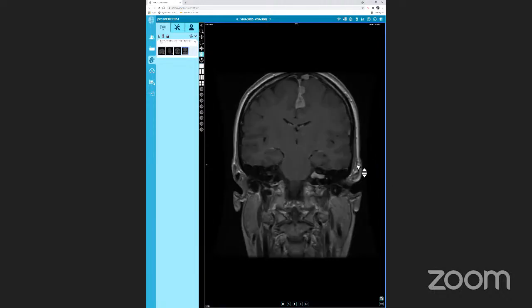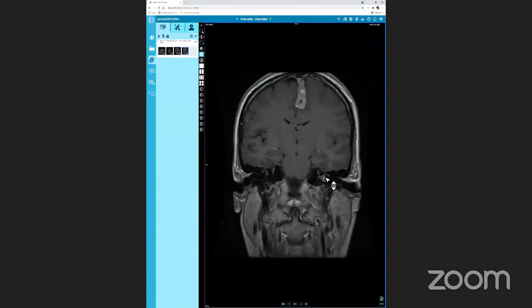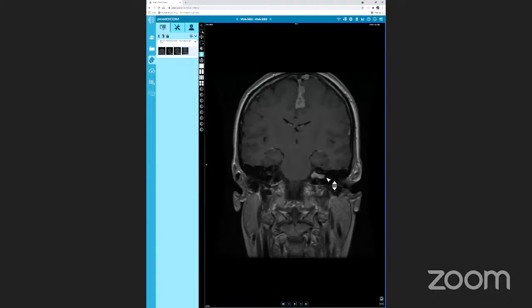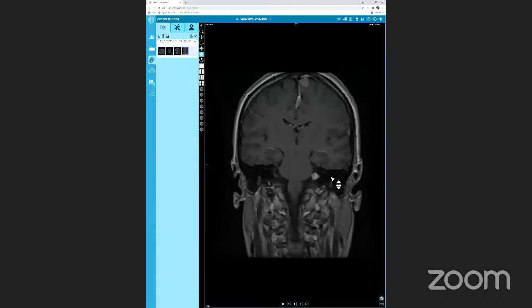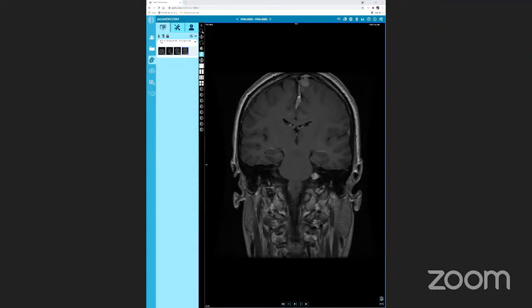Right. So I'll look at the IAMs and I can see that in the left IAM there's enhancement, possibly a little expanded as well. So there's a lesion arising from the left IAM, which, together with the other features, would be in keeping with a vestibular schwannoma. Very good. So vestibular schwannoma and multiple meningiomas together form neurofibromatosis type 2. Okay, what are the features in neurofibromatosis type 1? So you get multiple neurofibromas peripherally, and you can get café au lait spots and Lisch nodules.